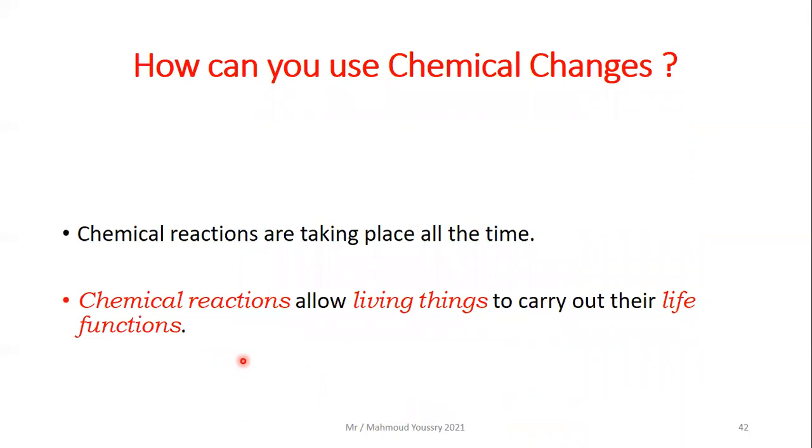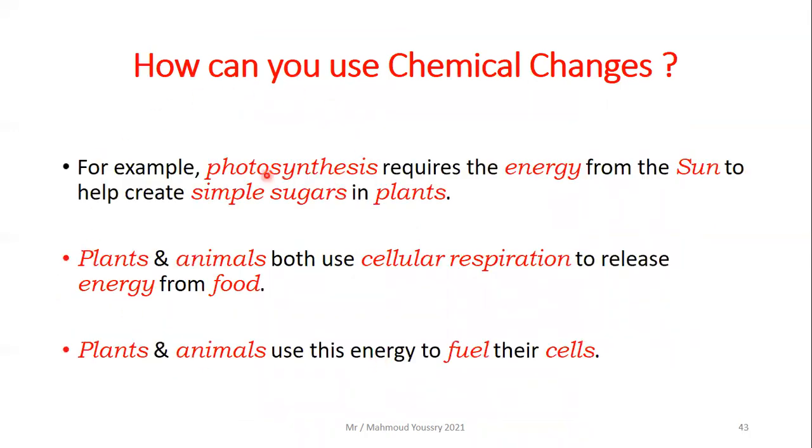How do we use the chemical changes? Chemical reactions are taking place all the time. These chemical reactions allow living things, even us, to carry out our life functions and processes. For example, do you remember photosynthesis? It requires the energy from the sun to help create simple sugars in plants. Plants and animals both use cellular respiration to release energy from food. Both use this energy to fuel their cells.